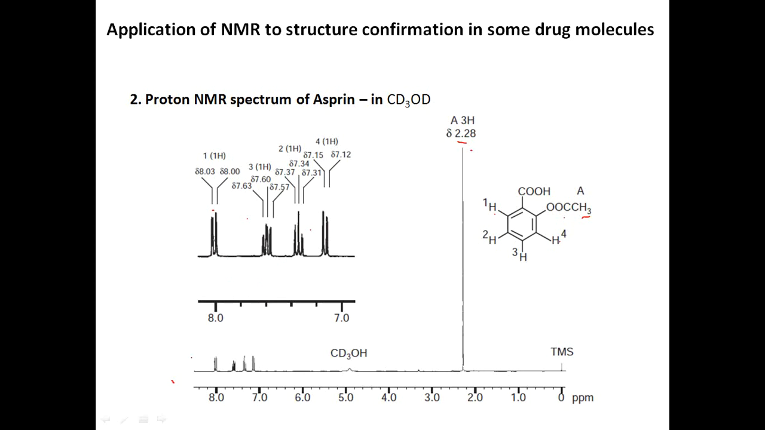You can see H4 shows a doublet because it is interacting with H3. Then H1 is at lower field, it shows around 8 to 8.3. It is again a doublet because it is interacting with H2. But H2 interacts with H1 and H3, so it shows a multiplet, like a triplet, here. And H3 also shows a triplet because H3 is also interacting with H2 and H4. So it shows a triplet.